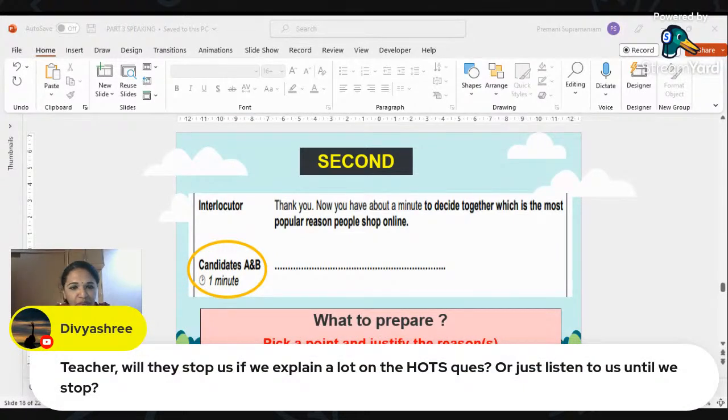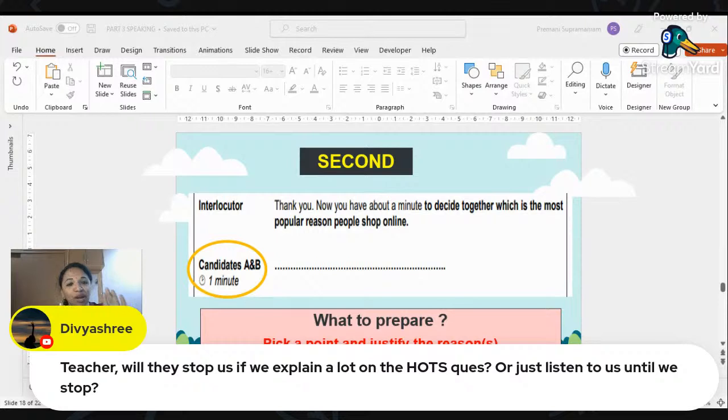Teacher, will they stop us if we explain a lot on the HOTS question, or just listen? Okay, the interlocutor cannot stop you at all. They will only say thank you when the timing is enough, when you have already spoken for 2 minutes and 1 minute. Then only they will say thank you, politely. They won't say, okay, enough, no time. Cannot. They will say thank you, Siti. Now let's go to Ahmad. That's why again, check your timing, Divya Shri, do the practice.